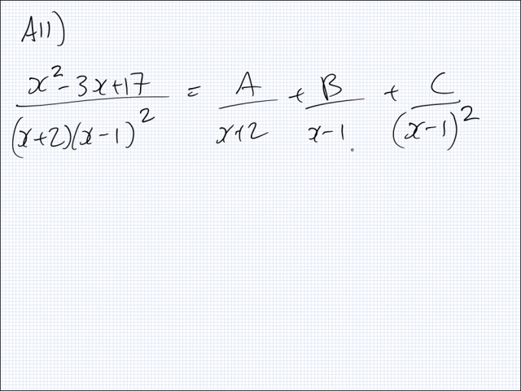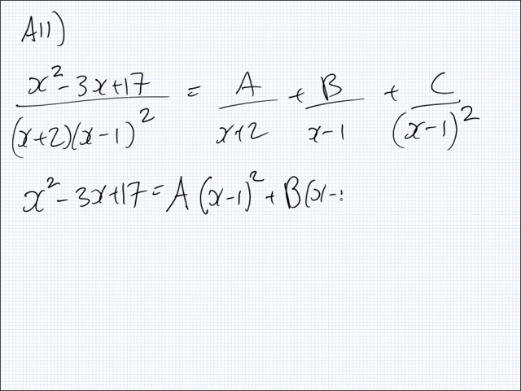It'd be interesting to see what mistake people are making that is causing 2 different answers here. So let's have a look. First thing we do is we multiply across by x plus 2, x minus 1 squared. So we get x squared minus 3x plus 17 equals A times x minus 1 squared plus B times x minus 1, x plus 2, plus C times x plus 2. Yes? So first thing, check that you got this.